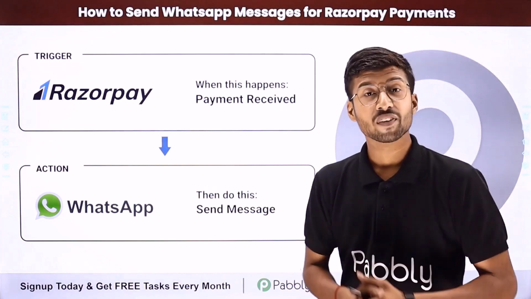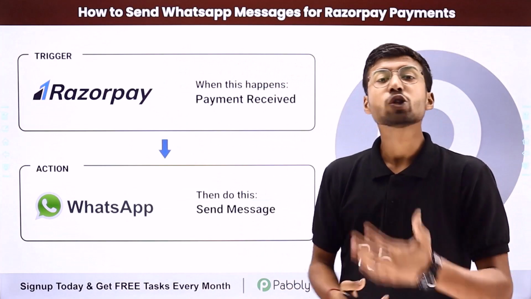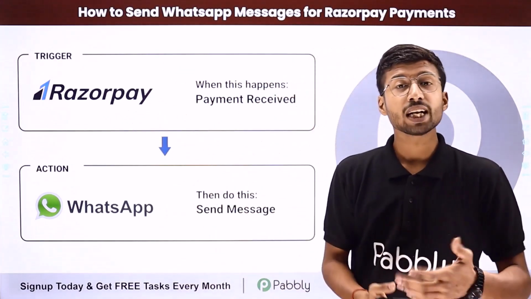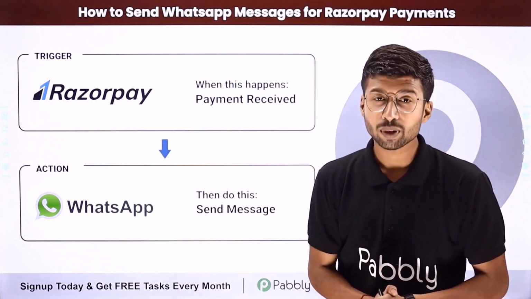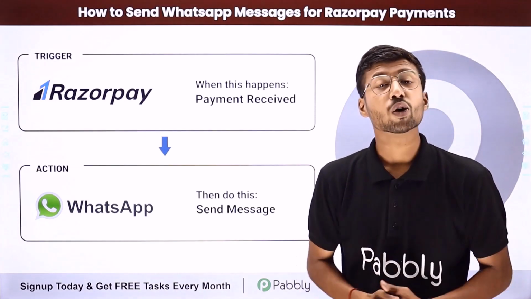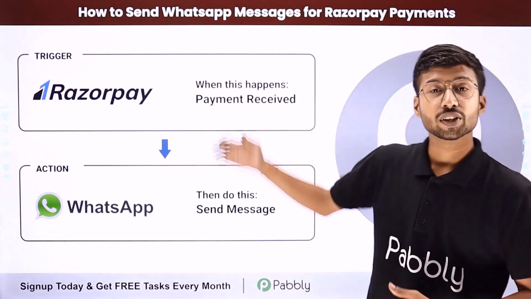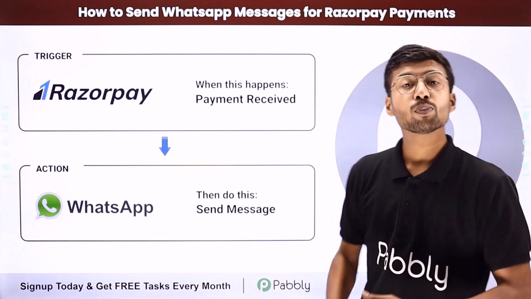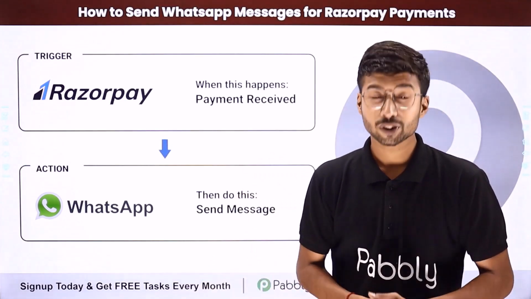So in this video, we will learn how to send WhatsApp messages for Razorpay payments. Now suppose, guys, you are a business owner who is using Razorpay as a payment gateway to collect payments from your customers. Suppose you want that whenever you receive a payment, you send a WhatsApp notification to your customer. You can automate this process. The trigger of this automation will be receiving a payment on Razorpay, and the action will be sending a confirmation message on the successful payment to the same customer who made the payment. Now how can you set up this automation by yourself?